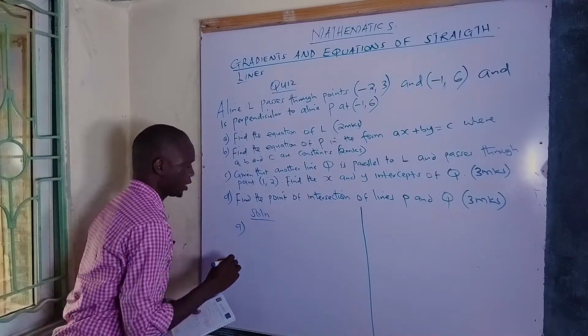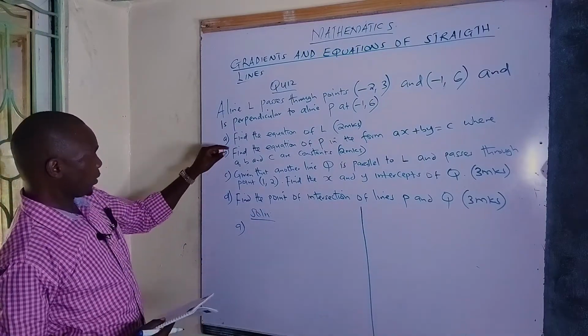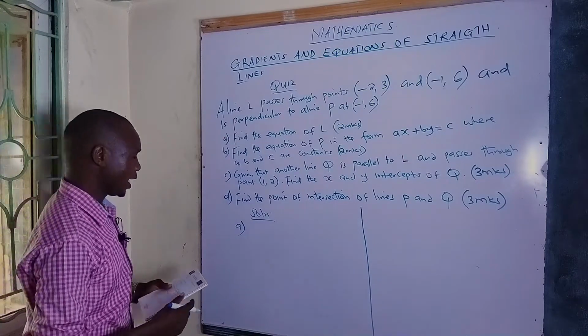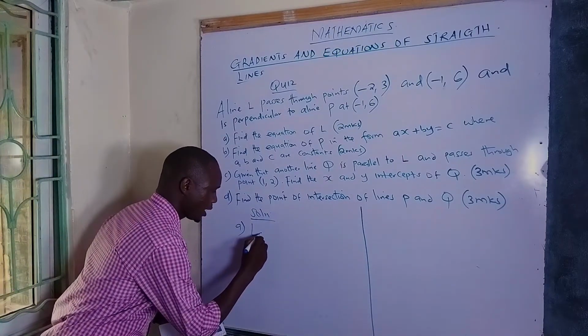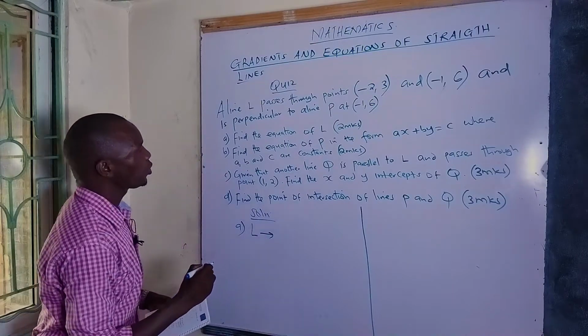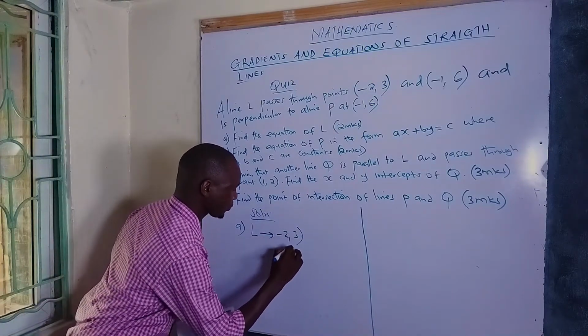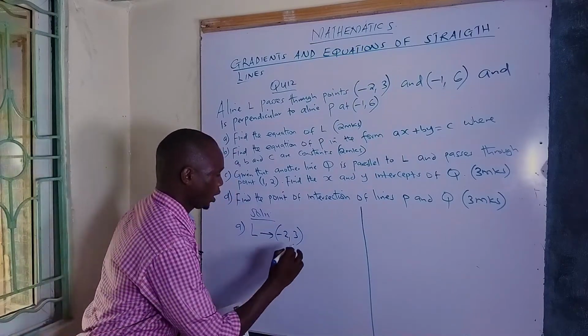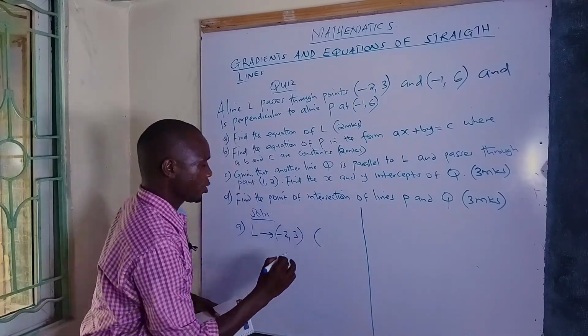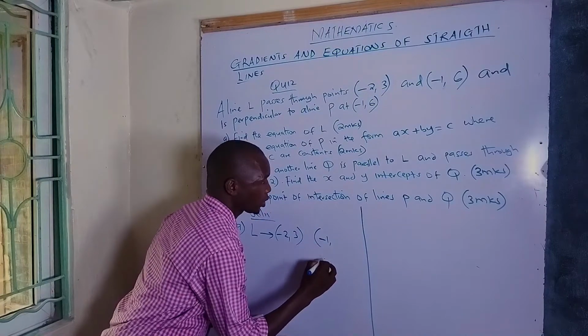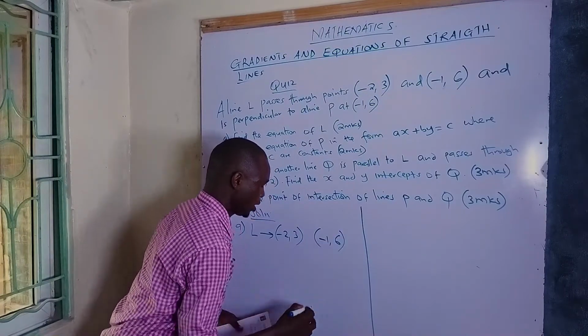And we begin with part A. Part A says find the equation of line L. So line L passes through (-2, 3), and it also goes through this point with coordinates (-1, 6).